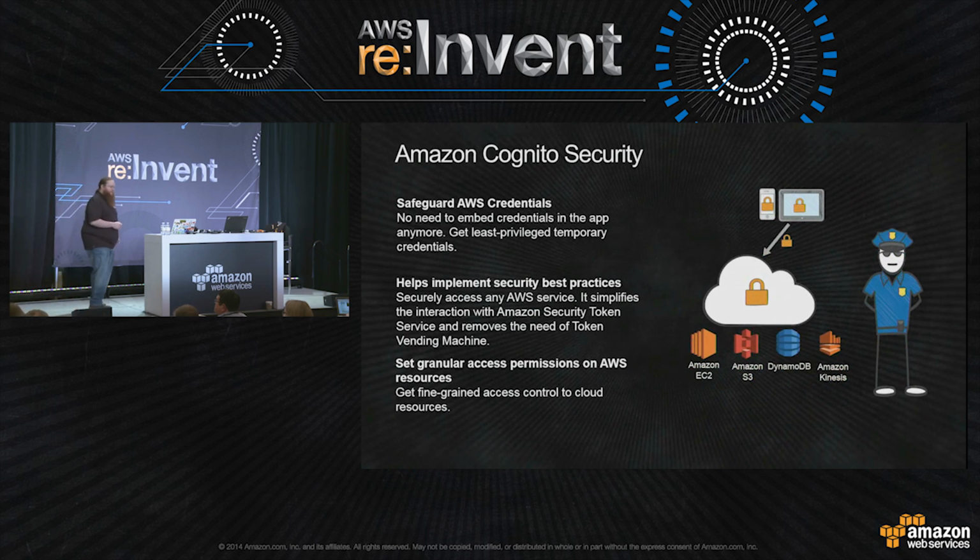Again, we're recommending Amazon Cognito as a best practice for mobile apps now. It allows you to actually get credentials to the device without embedding them in. We can give you short-term credentials that refresh and are pinned to the individual user.